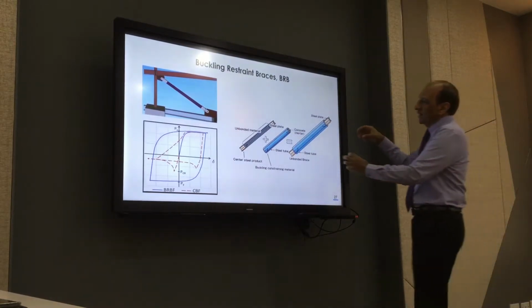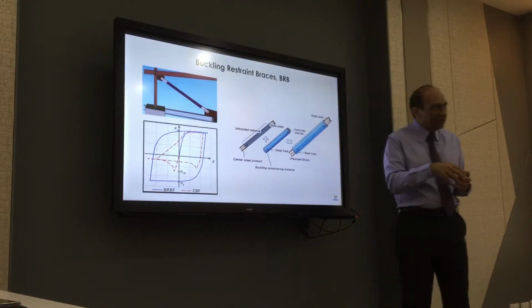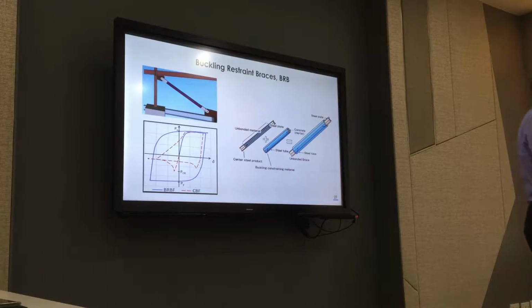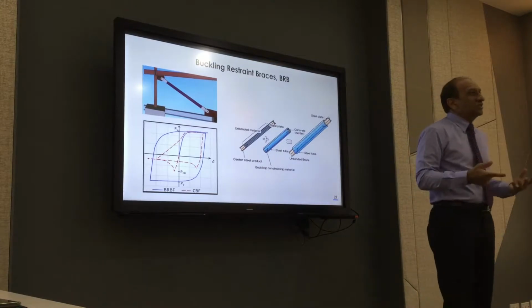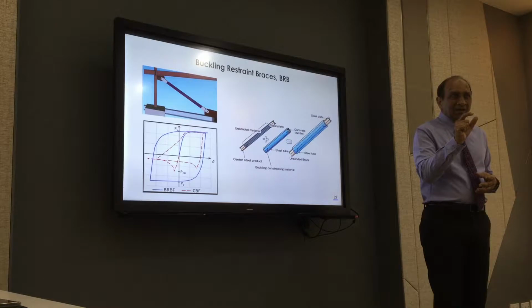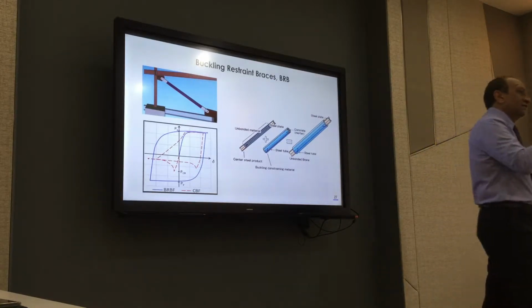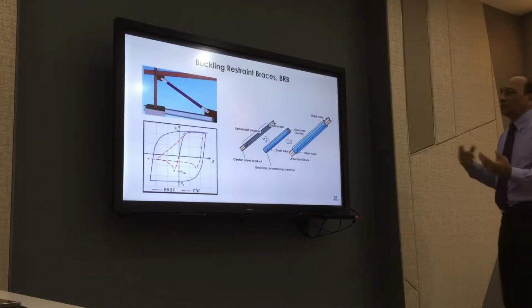Buckling restraint braces are specially designed braces. So this is a brace. It has two parts: a core inside and a shell outside. The shell prevents it from buckling and the core inside yields. We design it in such a way that it yields before buckling, so there is no chance of it buckling because it will yield before that. So it is a very good device that can provide energy dissipation and ductility without buckling.